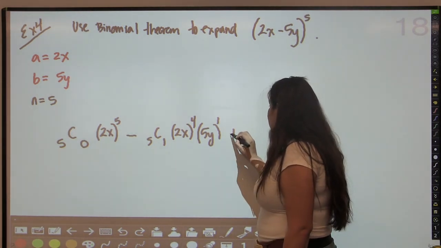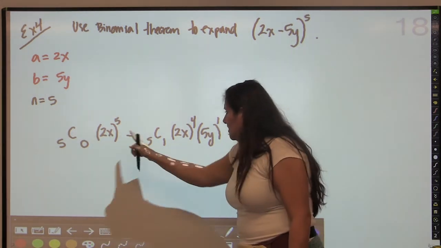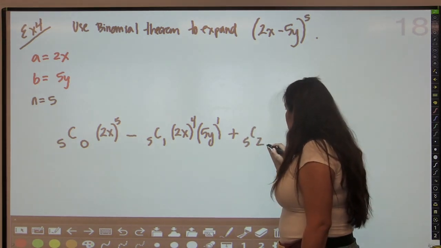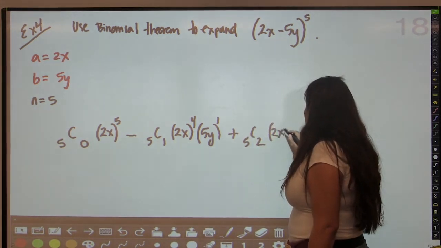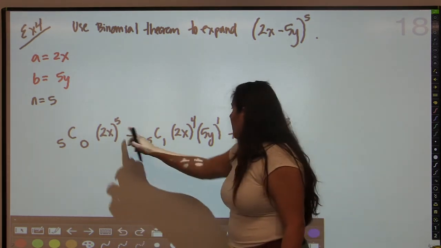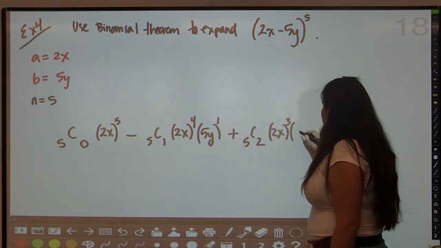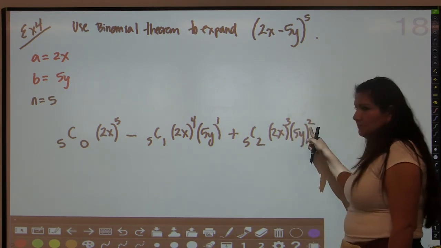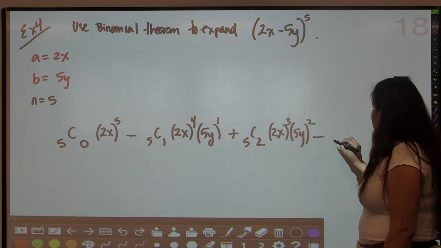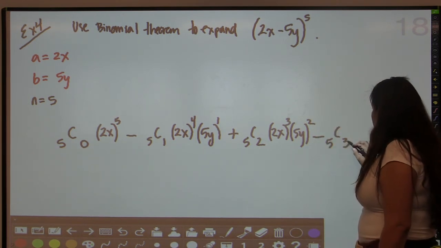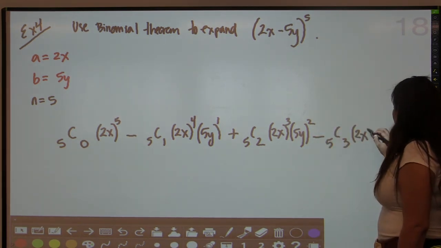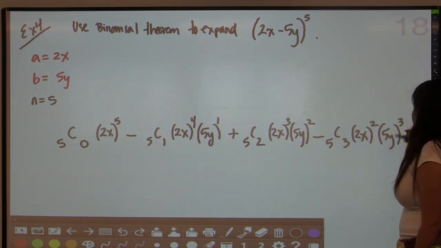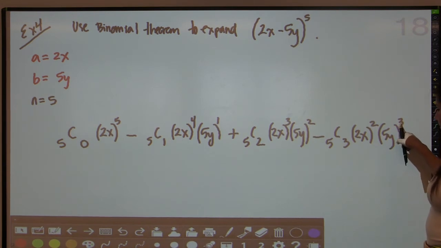Okay, then we're going to plus, because we're alternating signs, positive, negative, so now we have positive. And now it's going to be 5 choose 2, and it'll be 2x to the 3rd power, because you'll have 5, 4, 3, and that would mean that 5y has to be squared, because 3 and 2 is 5. Minus 5 choose 3, and then you have 2x squared, and then 5y to the 3rd power, because 2 and 3 is 5. This is a minus.